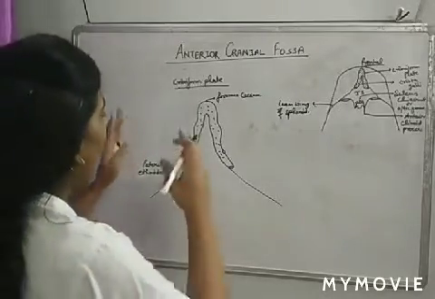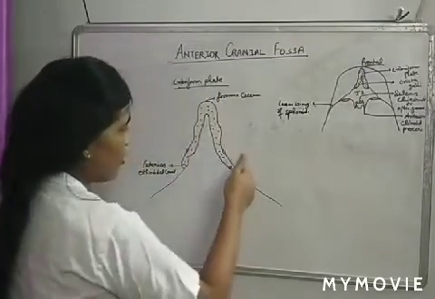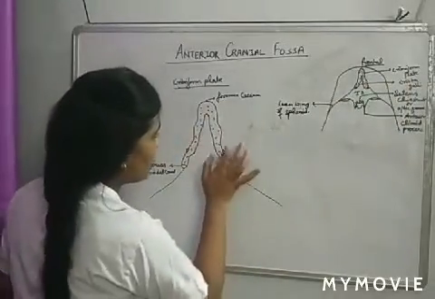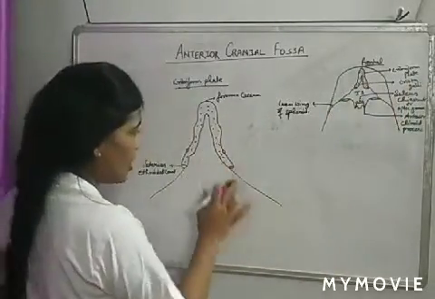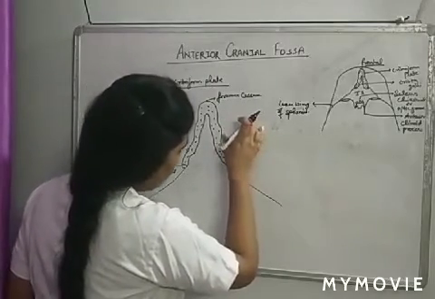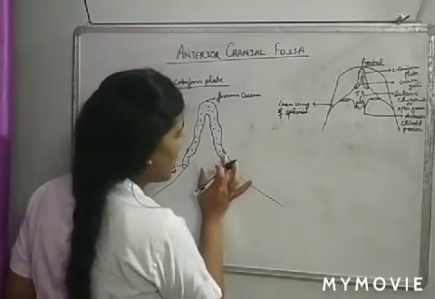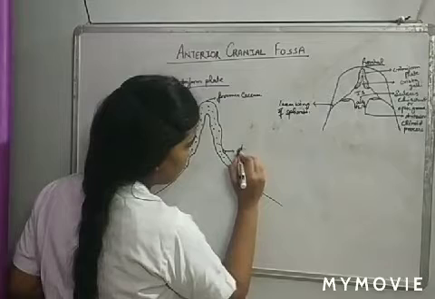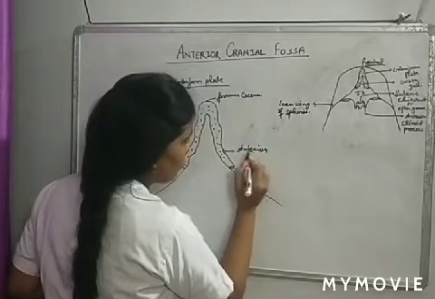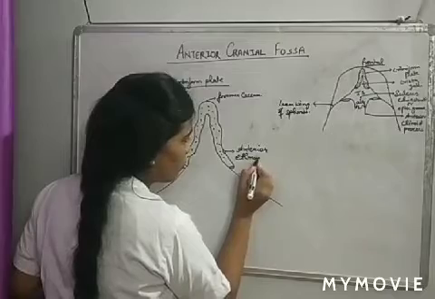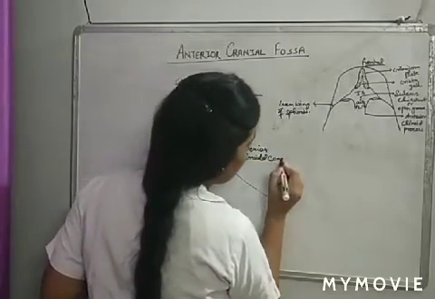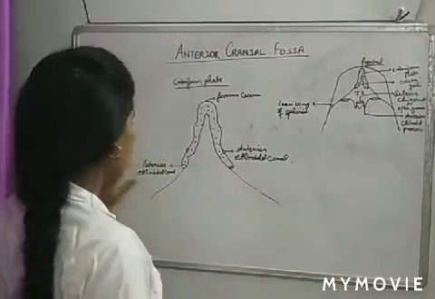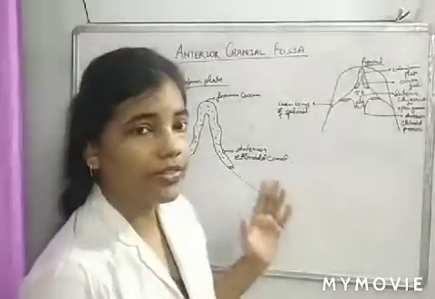And the lateral margin is formed by the orbital plate of the frontal bone, and on this margin there is a canal opening, that is the anterior ethmoidal canal. Through the anterior ethmoidal canal and posterior ethmoidal canal, the ethmoidal nerve and vessels pass.